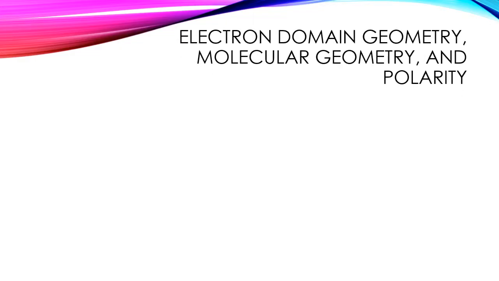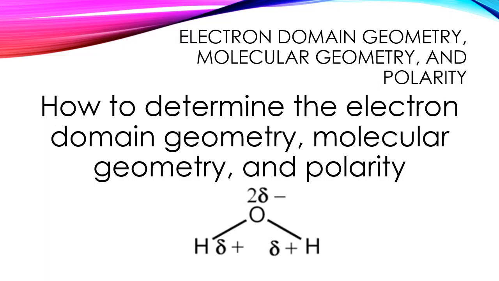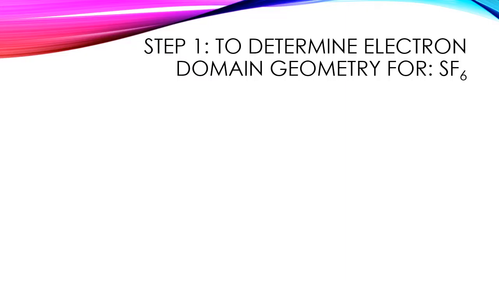In this video, I will show you how to determine the electron domain geometry, molecular geometry, and polarity of a molecule. For this video, I decided to use SF6 as my example. It doesn't really matter which order you go in to determine electron domain geometry, molecular geometry, or polarity. I just decided to start with electron domain geometry first.